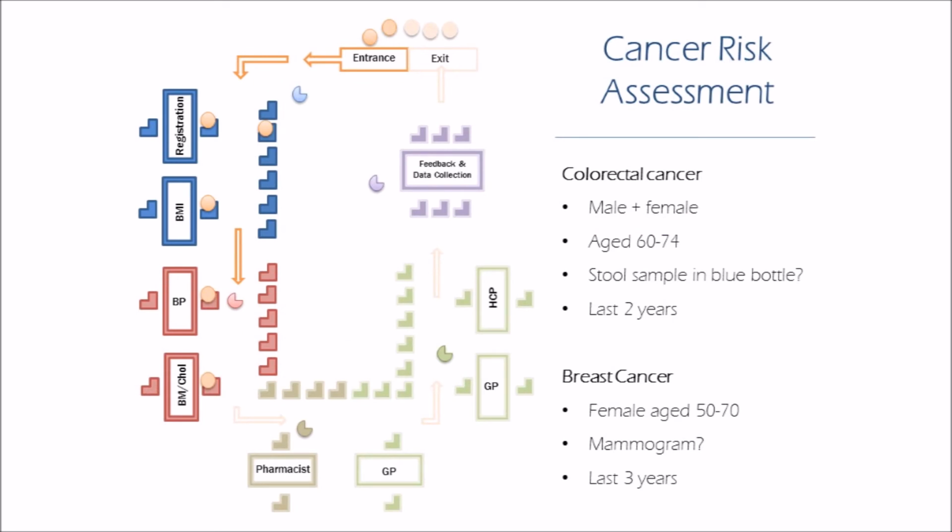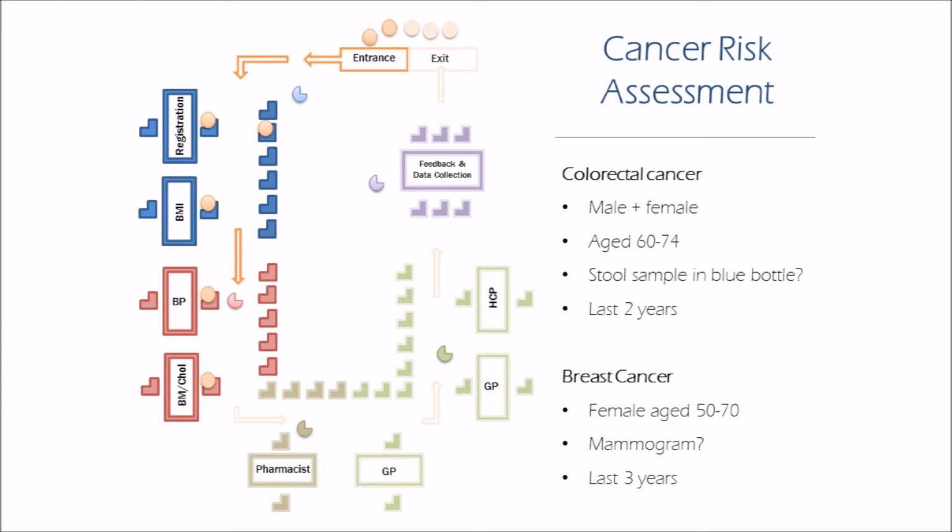Colorectal and breast cancer risk assessment. We would suggest you dedicate 1 volunteer to this station. However, it can also be combined with the diabetes and cardiovascular risk station if this is more convenient. The screening form will have risk assessment questions. The volunteer simply needs to read the question out to the patient and note down the answers on the patient's screening form for discussion at the GP station.